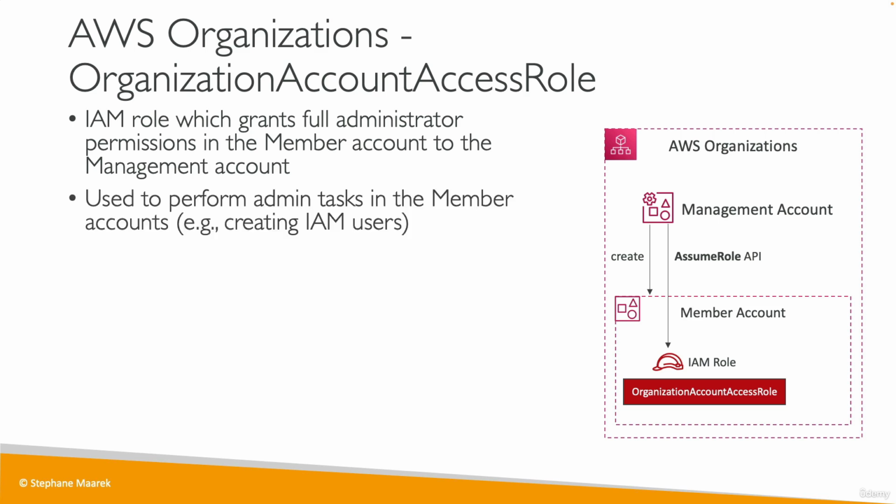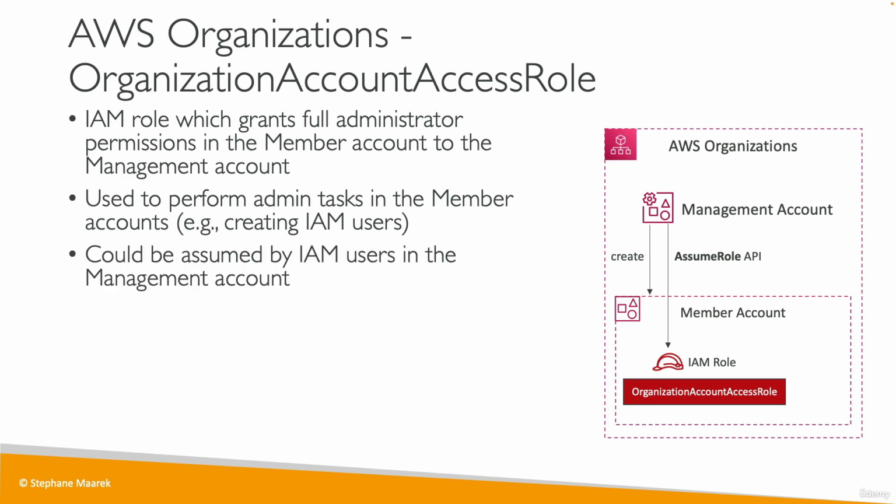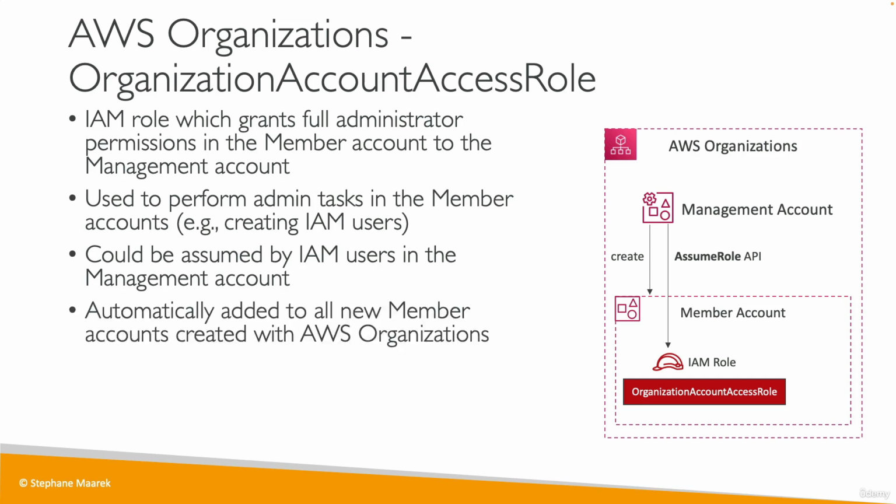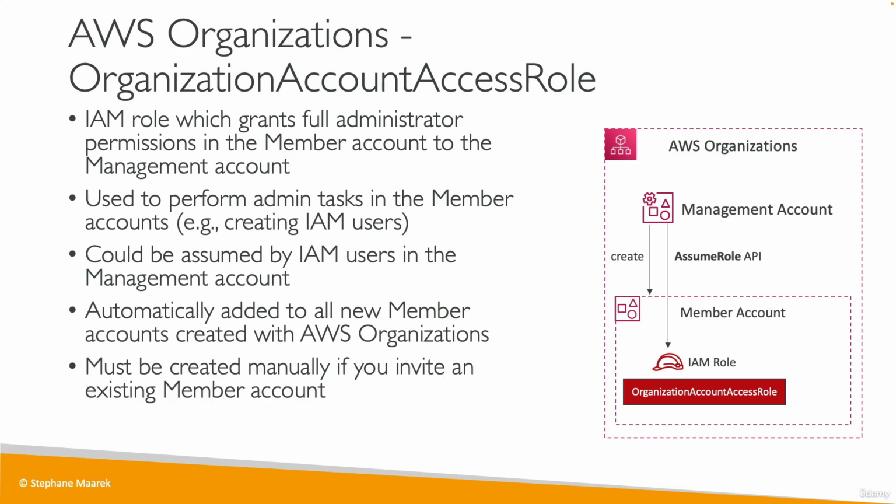Now, this role is going to be used by the management account to perform admin tasks in the member account, for example, creating IAM users. This role can also be assumed by IAM users in the management account if they're authorized to do so. And as I said, this role is automatically added to new member accounts created with the API of AWS Organizations. But in case you are inviting an account into an organization and that account already exists out there, then you must manually create this role, otherwise things will not work.